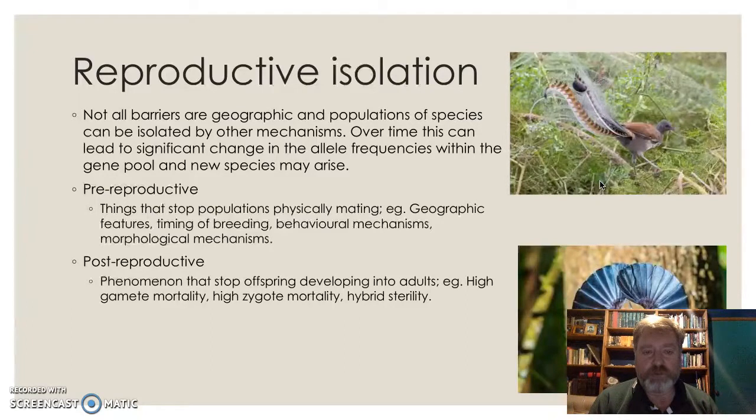And we also talk about post-reproductive issues. So you can have very high gamete mortality, high zygote mortality, or sterile hybrids. And these things obviously all stop the ability to reproduce successfully.